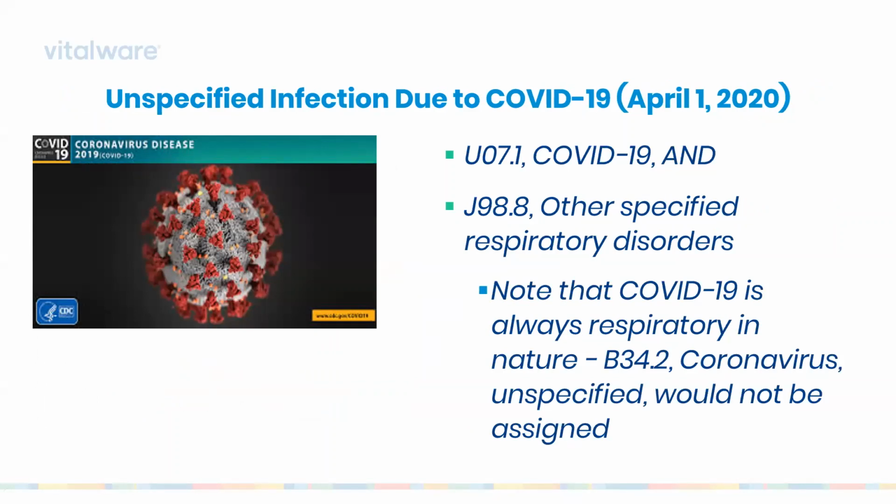Unspecified infection due to the COVID-19 is, say it with me now, you probably can all recite it with me, the U07.1 and the J98.8. Okay. There was a special note put in the guidelines. COVID-19 is always respiratory, so we're not going to be using B34.2 coronavirus unspecified.